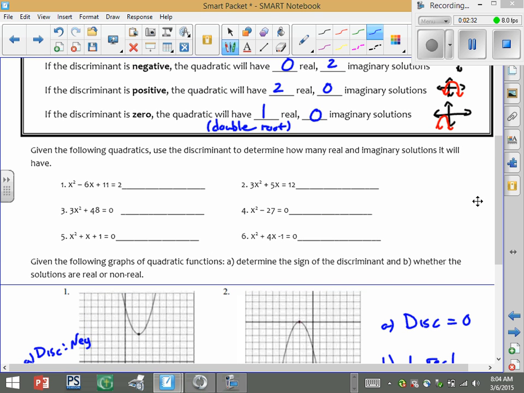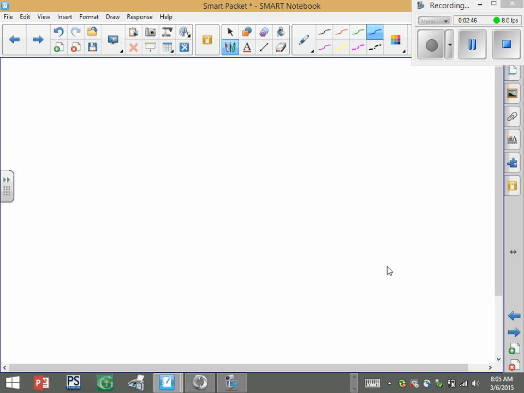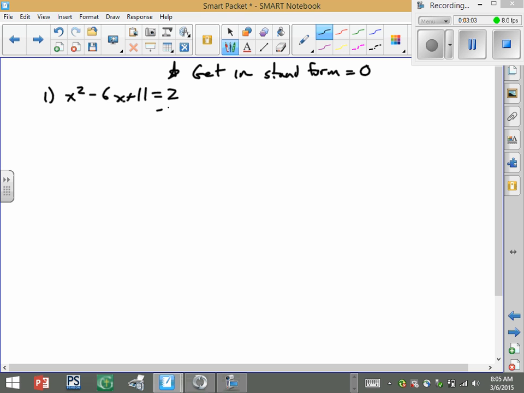So what does that look like for us? Well, let's go back up here and look at number 1. I'm going to do the work on a separate blank page because there's not a lot of room right here. Number 1 was x squared minus 6x plus 11 equals 2. Just like before, we want to make sure it's in standard form and equal to 0. So we have to move that 2 over before we move forward. So x squared minus 6x plus 9 equals 0. Now we can move forward with this.